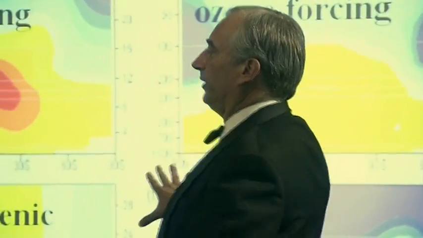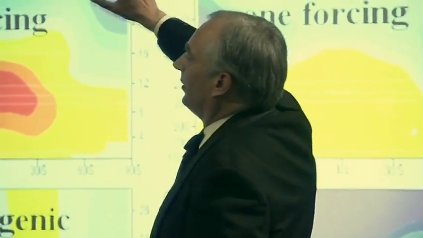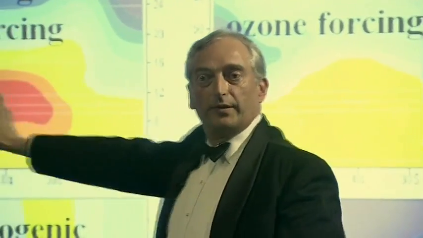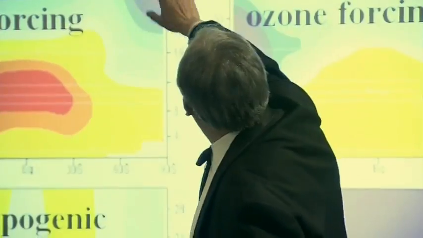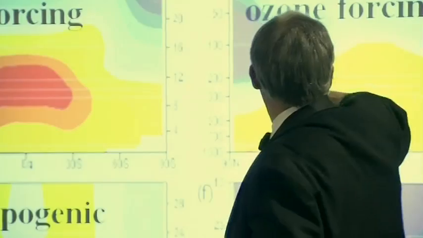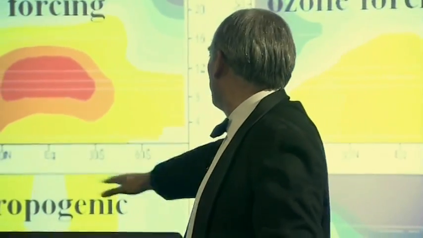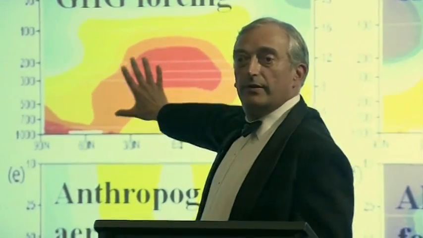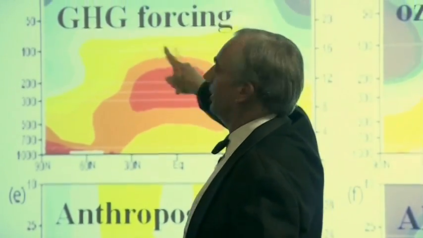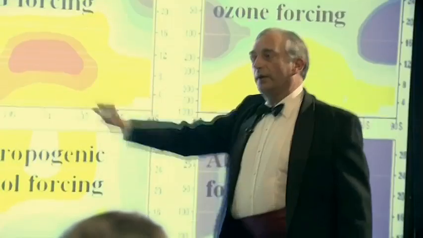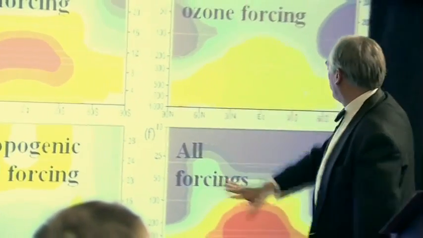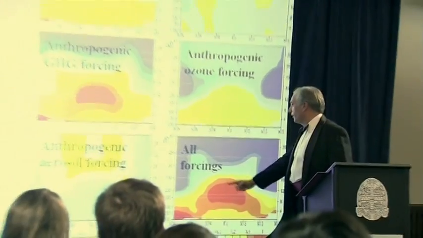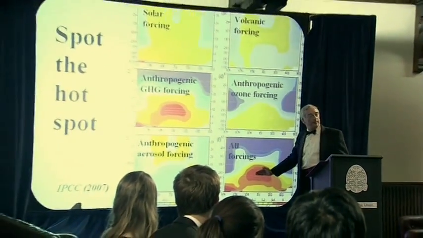Here from IPCC 2007 are the different climate forcings which they have modelled. There's a notable omission which we'll come to in a moment, but solar forcing, a fairly bland effect, volcanic ditto, anthropogenic ozone forcing, not much to that, likewise aerosol forcing. But here is an extraordinary picture quite unlike any of the others. Why? This is anthropogenic greenhouse gas forcing. And if you combine all these five forcings together and call them all forcings, it is that which predominates. You get this same pattern again.